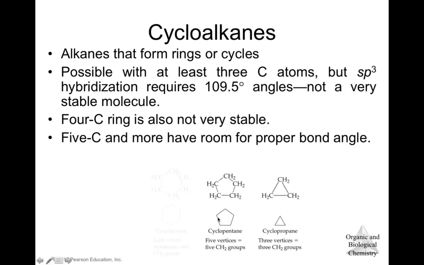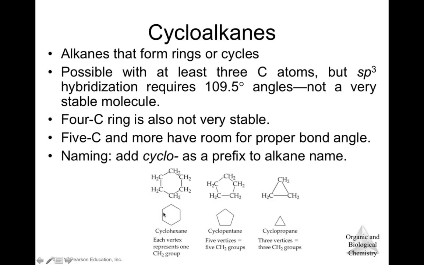And we have also cyclohexane. The cyclohexane is a ring of 6 carbons, and the same thing, each vertex here represents a CH2. To name it, we just need to add cyclo as a prefix to the alkane name. If it's from 5, from 4, from 7, cycloheptane, and so on.